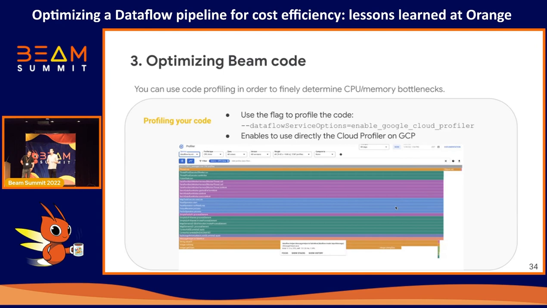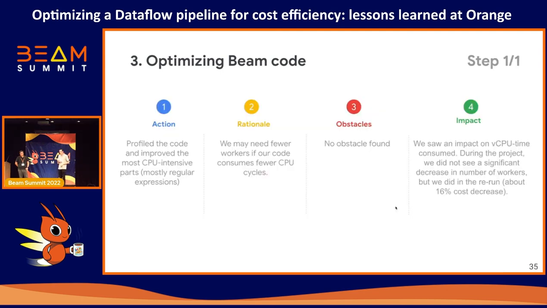Okay, so just a few best practices in one slide. And then the second thing is, okay, you have your Beam code. For instance, for us in Orange, we didn't see any bad practice in the code, but we said, let's try and optimize. Let's see if we can profile the code. If you're using Dataflow with GCP, you can just set this flag there, and it will enable you to use the Cloud Profiler.